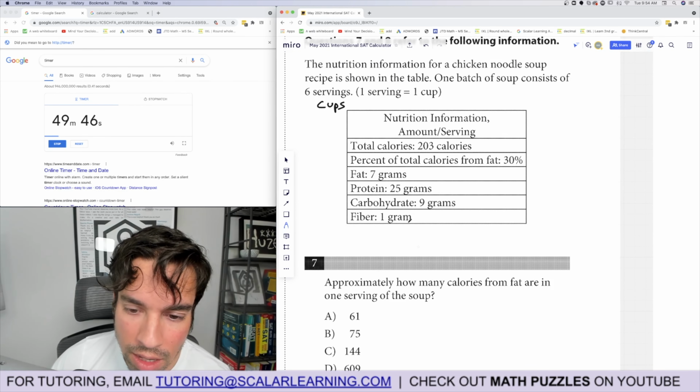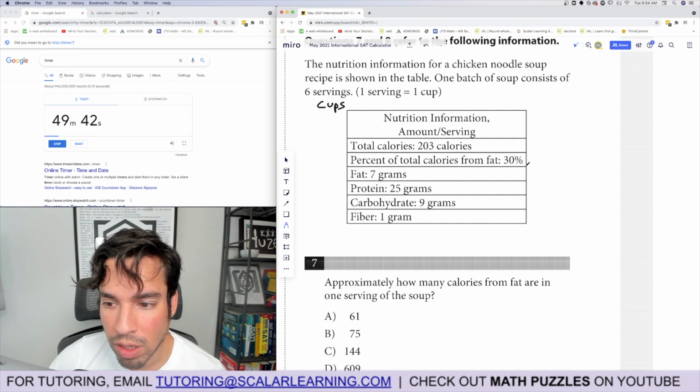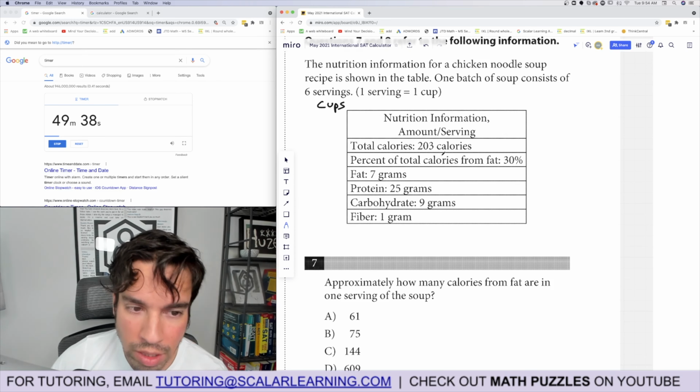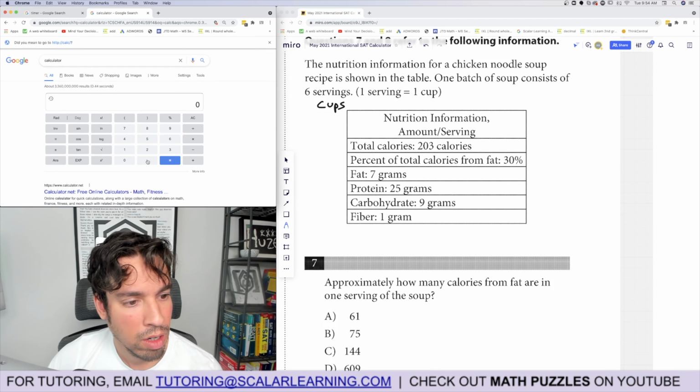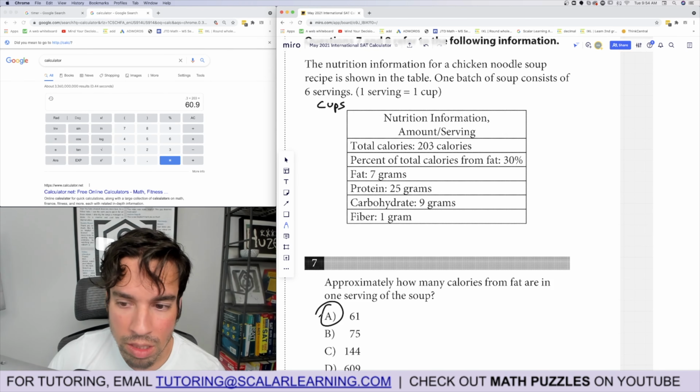How many calories? So we got 7 grams. So percent of total calories from fat. So it's 30% of 203. Let's just use a calculator. 30%, aka 0.3, of 203 means multiply. We get 60.9, approximately 61.